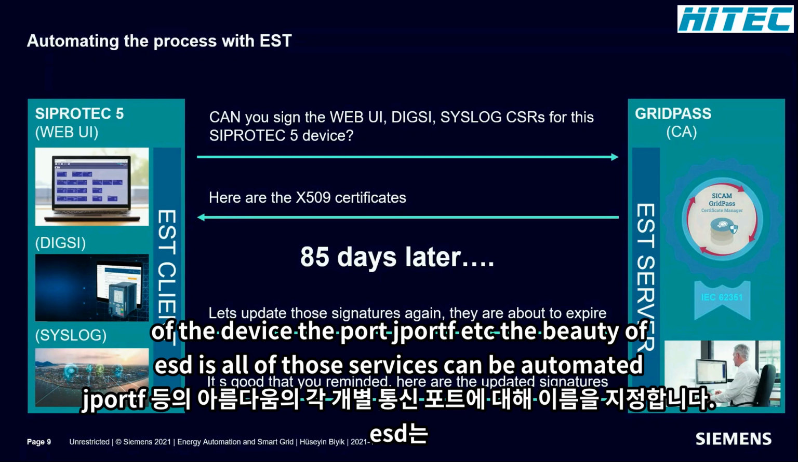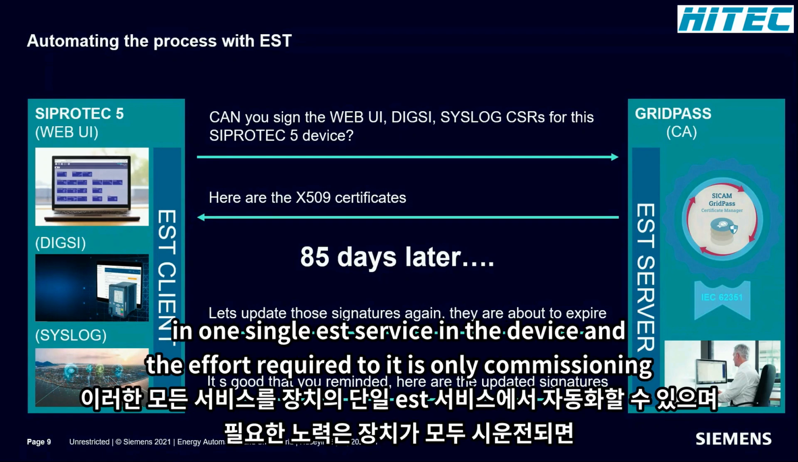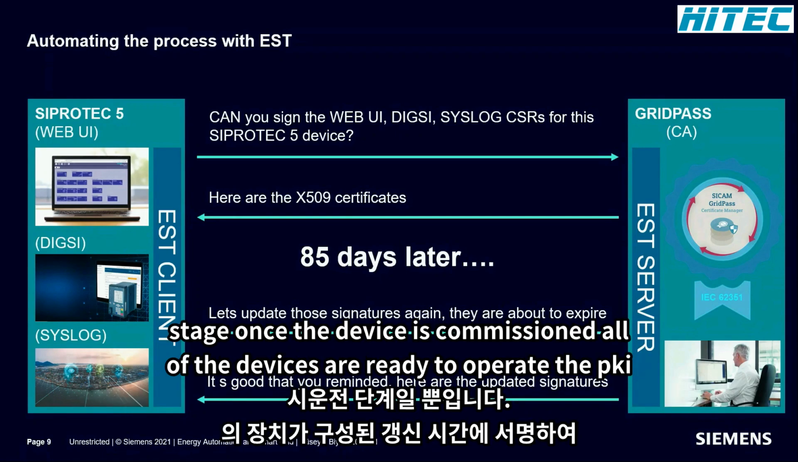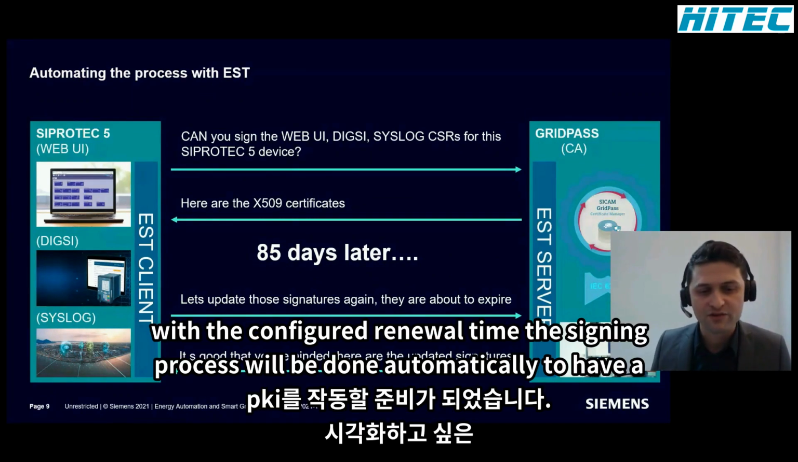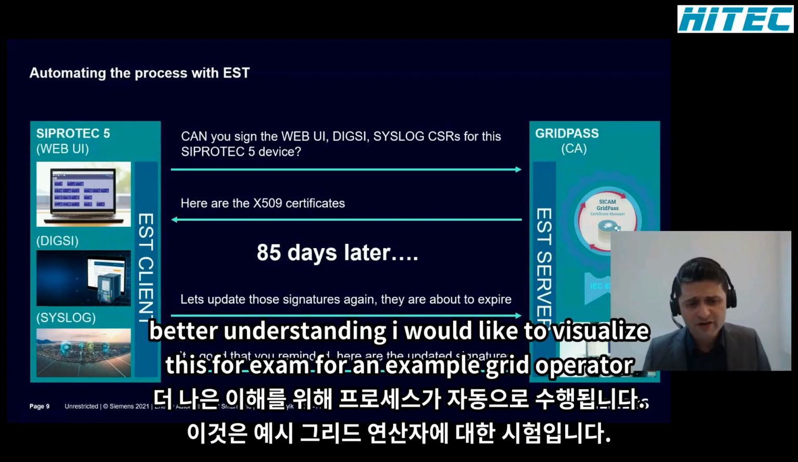The beauty of EST is all of those services can be automated in one single EST service in the device, and the effort required is only at the commissioning stage. Once the device is commissioned, all of the devices are ready to operate the PKI with the configured renewal time. The signing process will be done automatically. To have a better understanding, I would like to visualize this for an example grid operator.